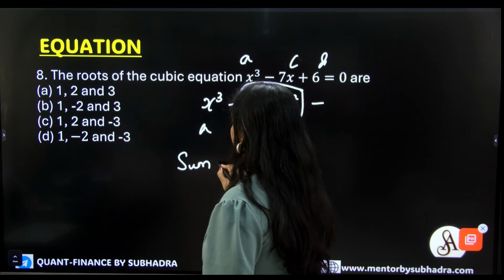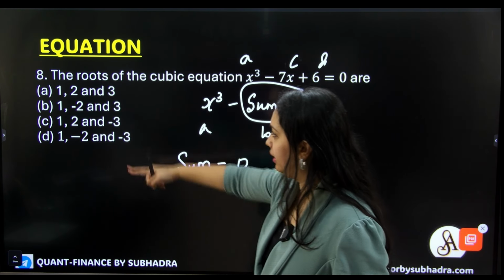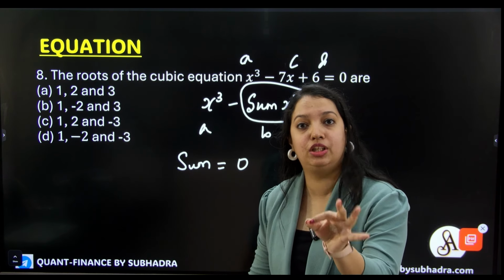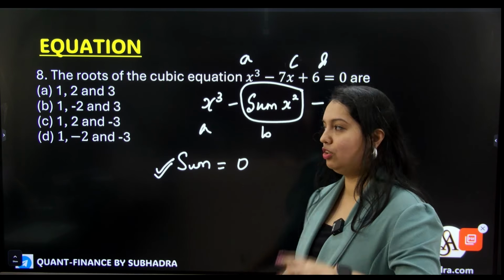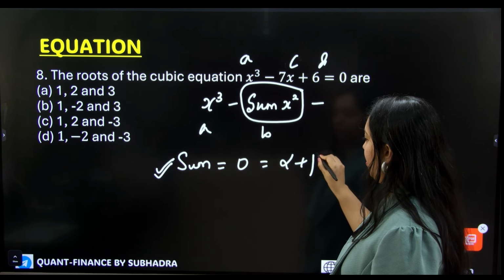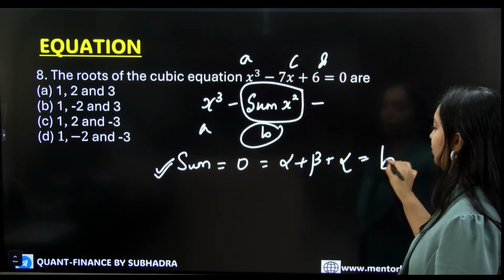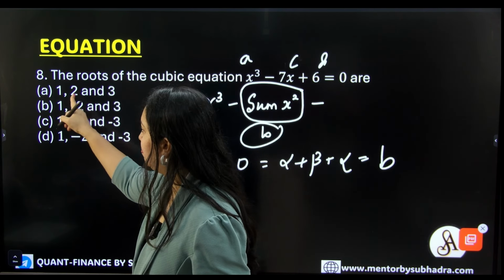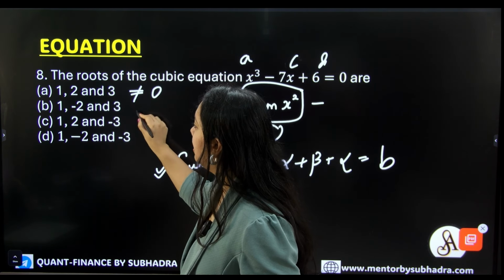If the sum of the roots should be equal to 0, that is, alpha plus beta plus gamma is 0, check from the options. Whichever option gives the sum as 0, that option is correct. I am writing alpha plus beta plus gamma should be your B value here. Now, 1 plus 2 plus 3, I'm not getting 0, I'm getting 6.